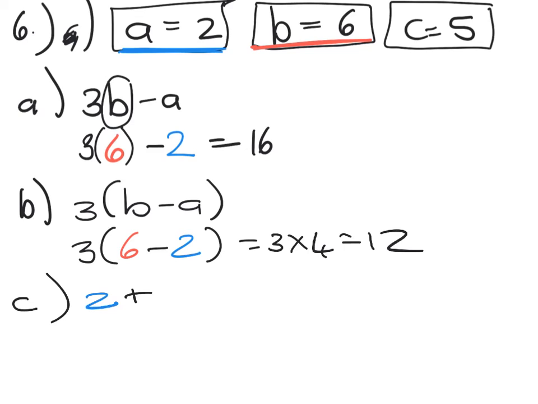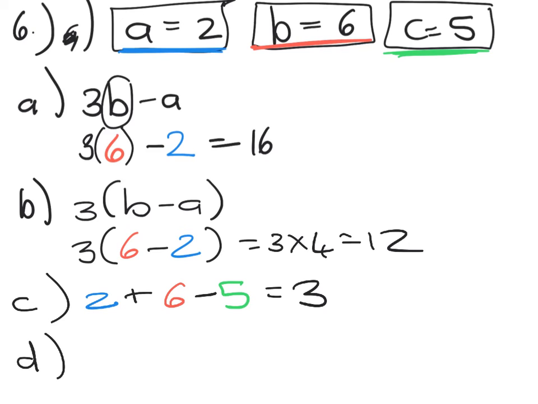B is 6. And for the first time they use a C. The C is minus, they give the minus, and then it is a 5. And 2 plus 6 is 8 and 8 minus 5 is 3.